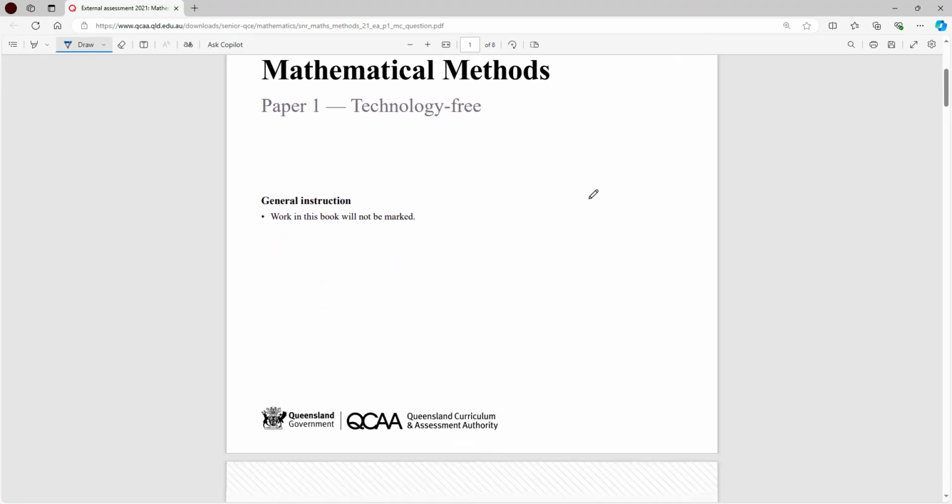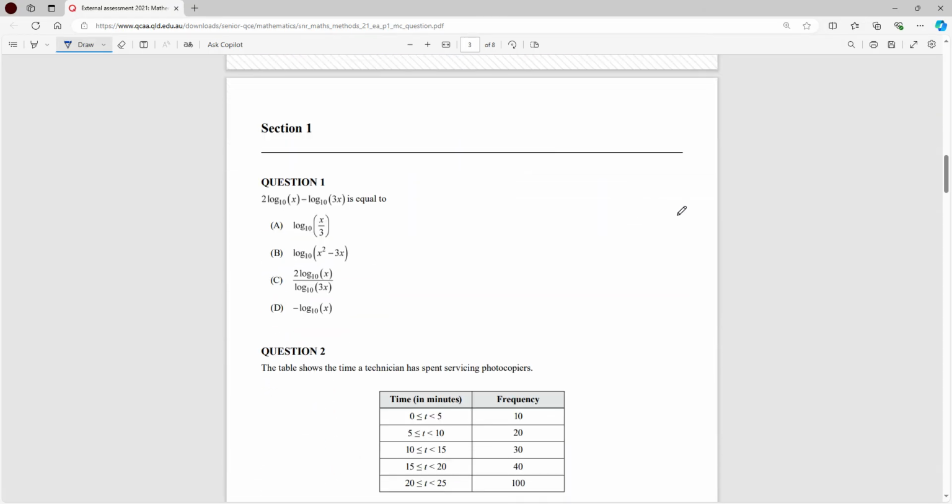So let's just get straight into the questions. There's 10 questions, each of them worth 1 mark. So question 1. We've been given a log equation and we've been asked what is this equal to.